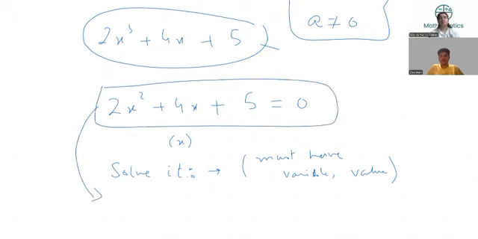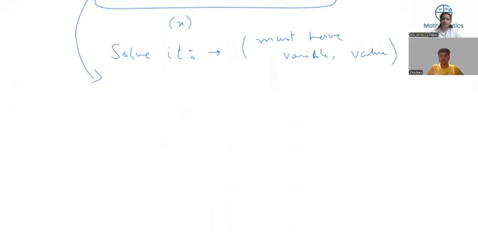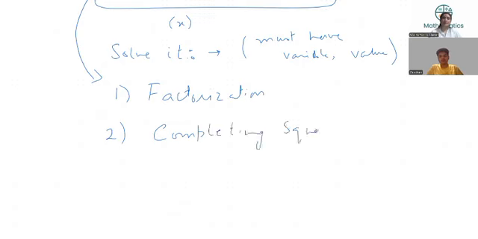We have three methods to solve a quadratic equation. Method number one is factorization. Method number two is, any idea? Yes, completing the square method. And method number three is using the quadratic formula. These are the three methods that we use to solve a quadratic equation, to find the value of the unknown or the variable, whichever variable is used in that quadratic equation.